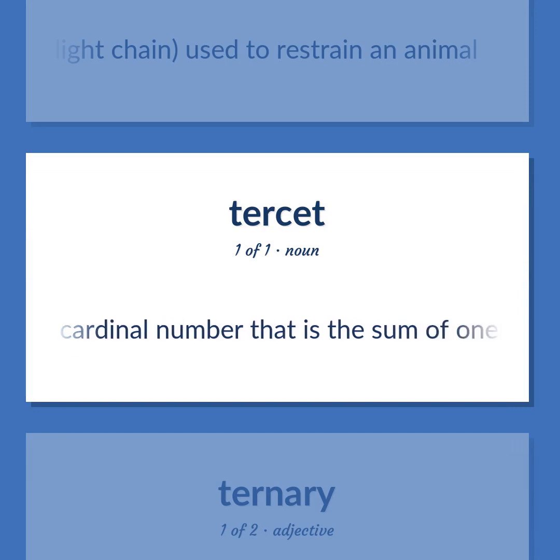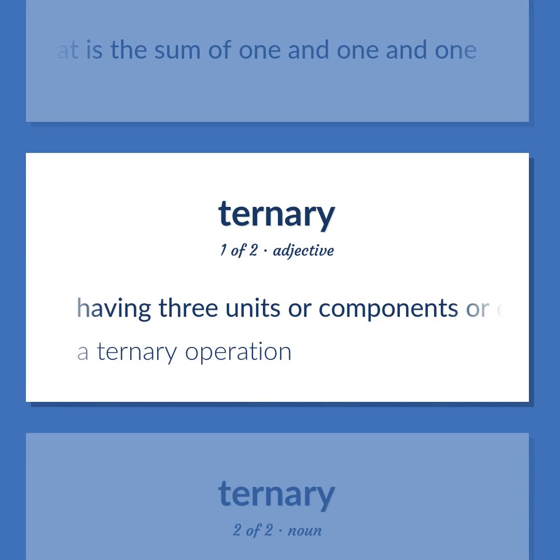The cardinal number that is the sum of 1 and 1 and 1. Having three units or components or elements. A ternary operation.